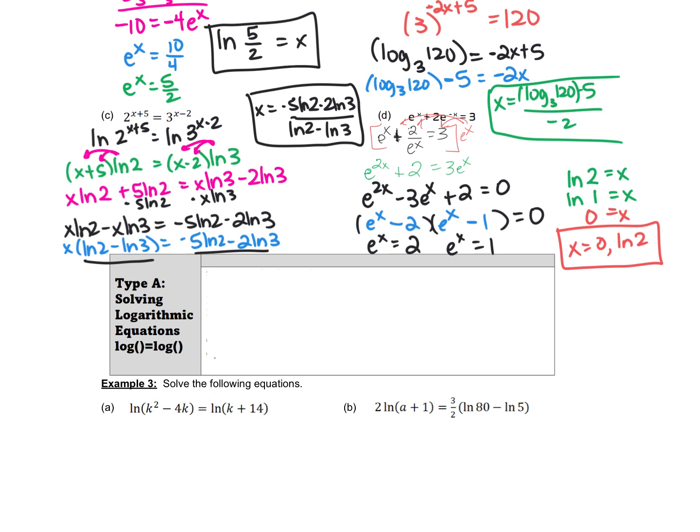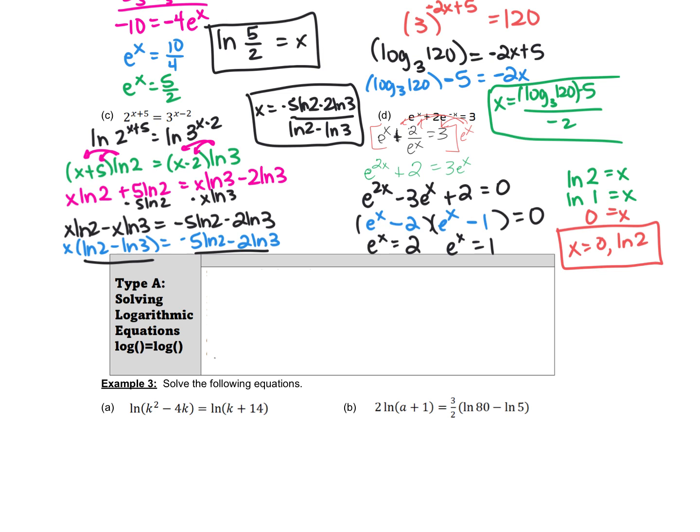Okay. All right. So that's all of our exponential equation methods. They are varied. And I jumped quickly. But let's talk about the log methods. The good news is they're very similar. We're just going to go the opposite direction.